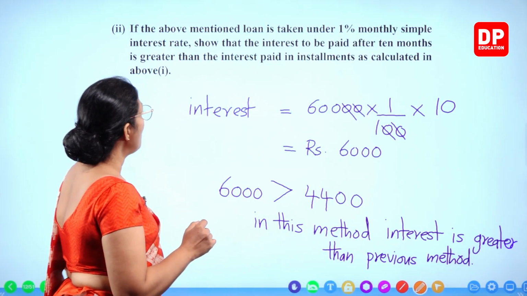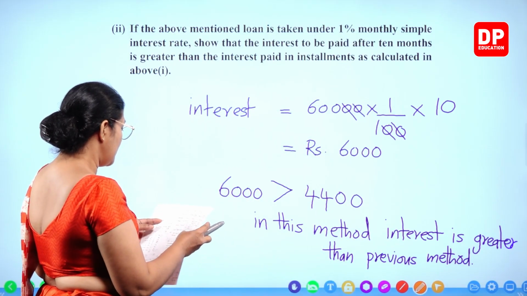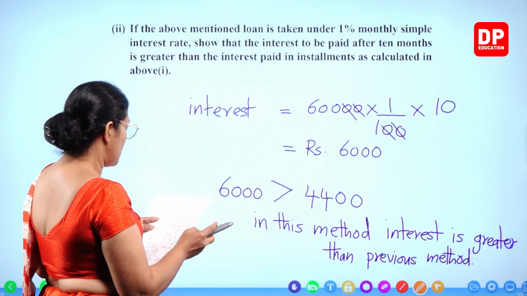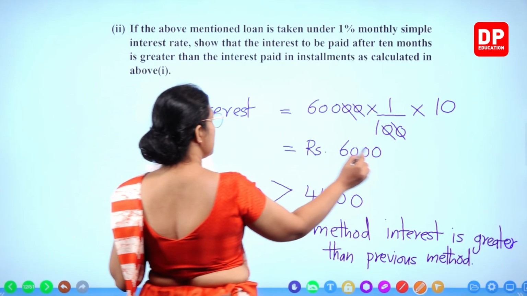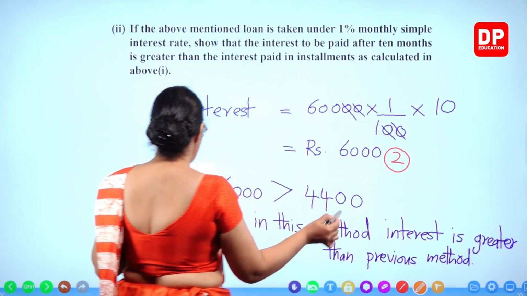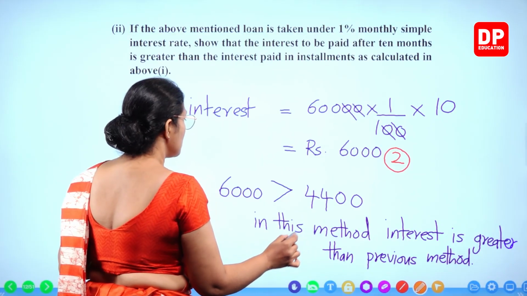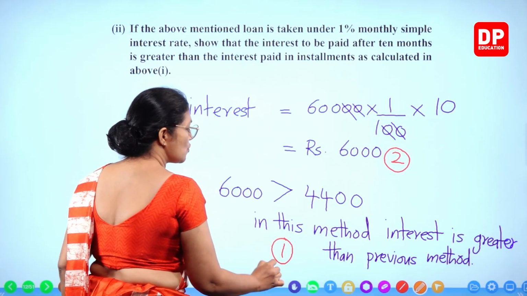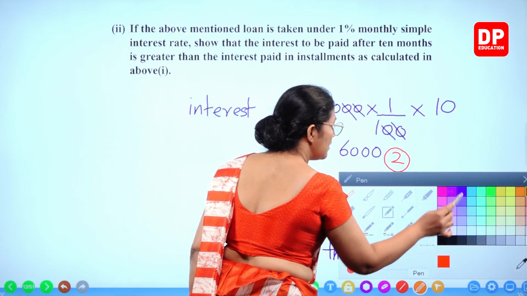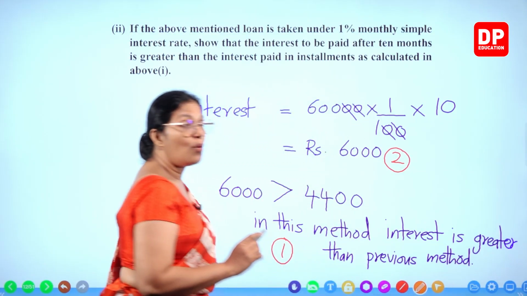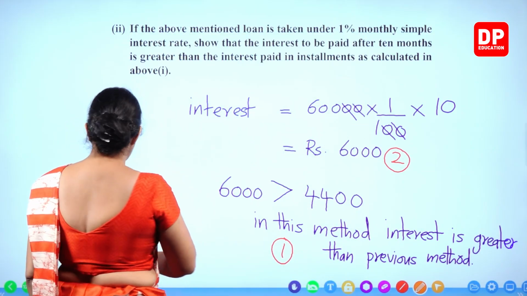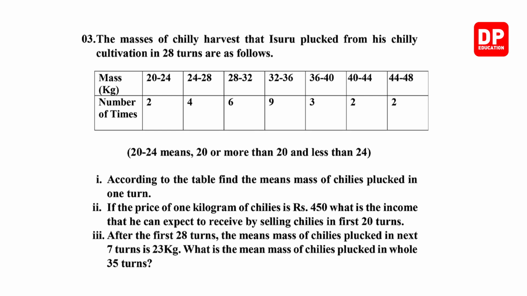So let's see how many marks for this part. So 2 marks for calculating the interest and showing that this is greater, just 1 mark. So we have given all together 10 marks for the whole question. Question number 3. It's a statistics question.